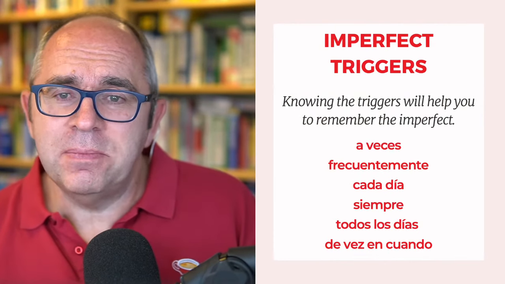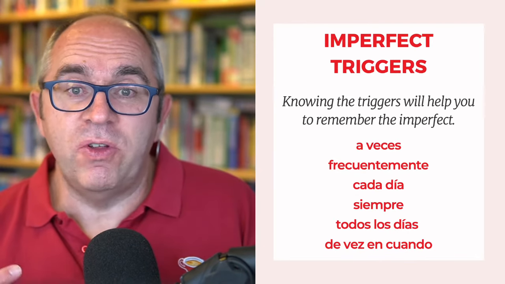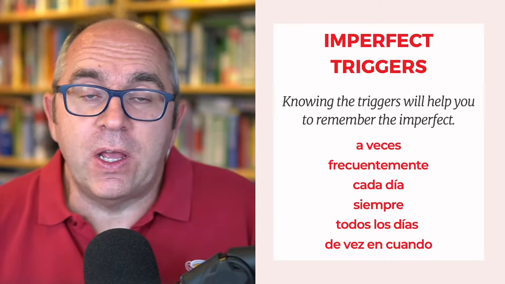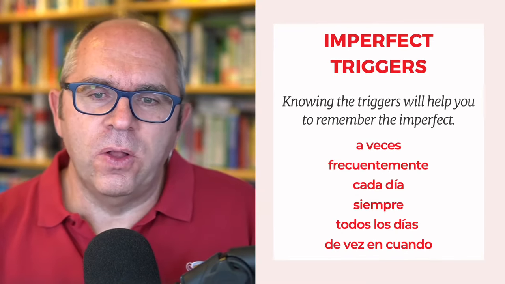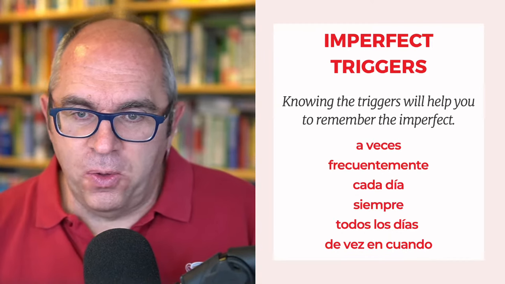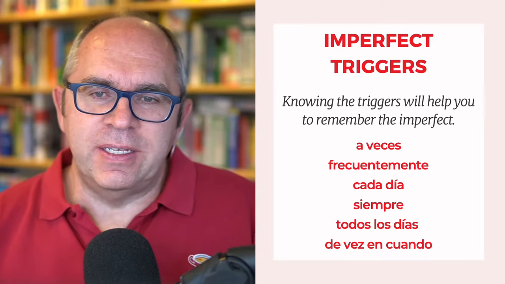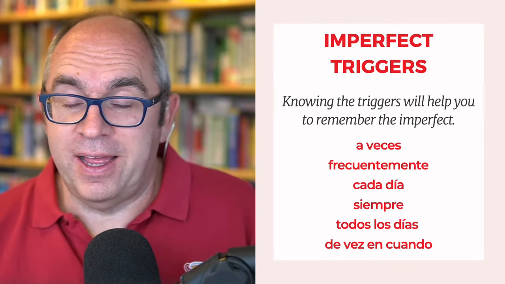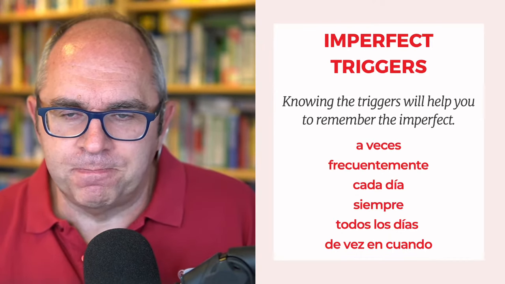And there are some imperfect triggers. And when we know these triggers, that helps us remember the imperfect. So these triggers, like, for example, a veces, sometimes, frecuentemente, frequently, cada día, every day, siempre, always, todos los días, literally all the days, every day, de vez en cuando, sometimes. So all of these are triggers for the imperfect. These are always expressions that suggest that you're going to use an imperfect tense.